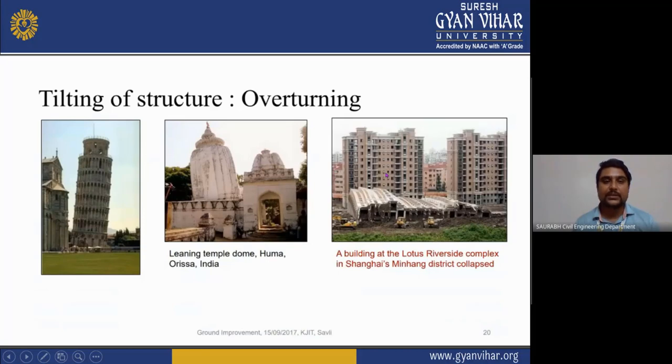As you can see here, there are some structures with tilting and overturning. One is the leaning temple. This is your Pisa tower, as we all know, and this is tilted just because of liquefaction of soil under the ground. Leaning of temple dome, Huma, Orissa, India. This is your temple, as you can see, and a building of Lotus Riverside Complex in Shanghai, Minhang district collapsed. As you can see here, this apartment building is collapsed due to the soil.